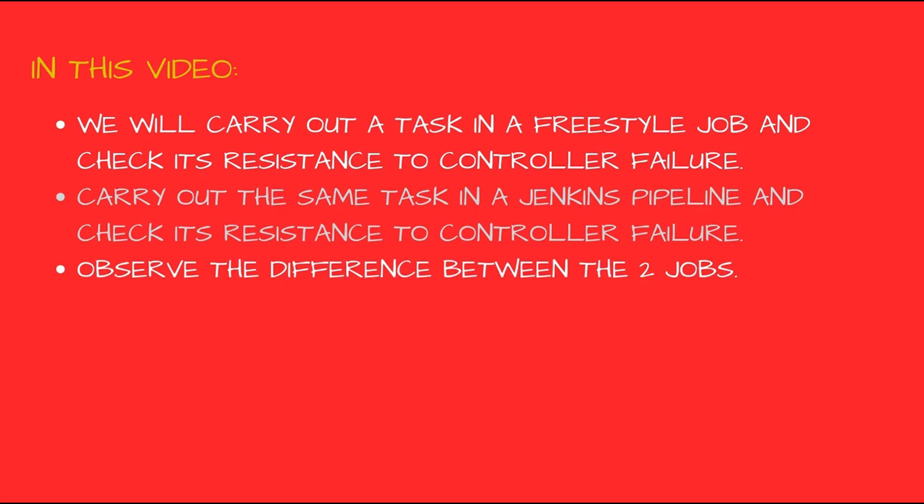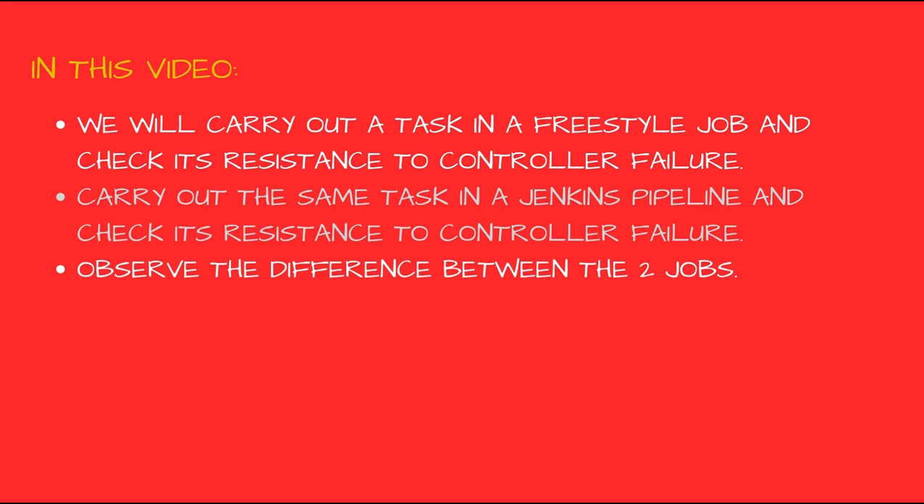In this video, we will be carrying out a task within a freestyle job and check its resistance to controller or system failure, and then carry out the same task within the Jenkins pipeline and check its resistance to system or controller failure. And finally, we'll be observing the difference between the two jobs.